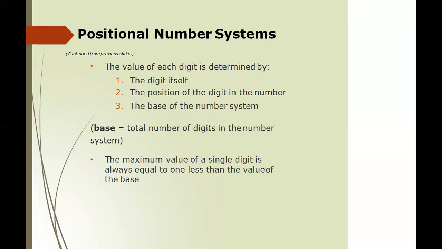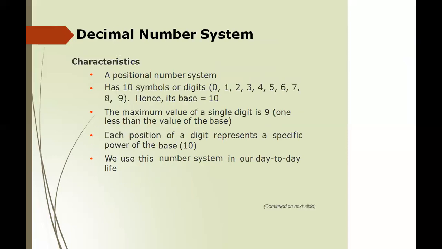And here in decimal, actually we all use decimal number system, and we only use 10 symbols or digits, that is from 1 to 9 and 0. And we use this number system in our day-to-day life, and its base is 10. Now that is decimal number system.